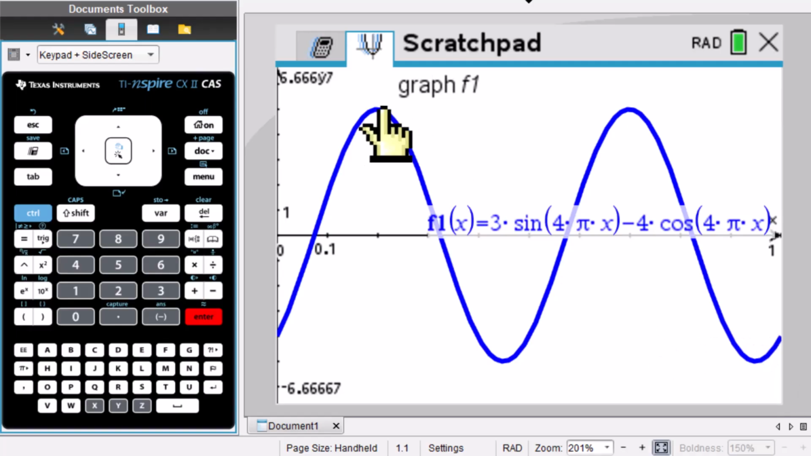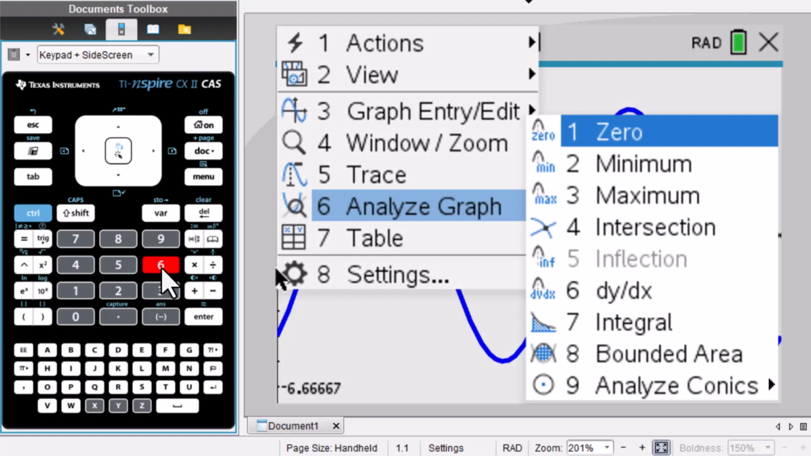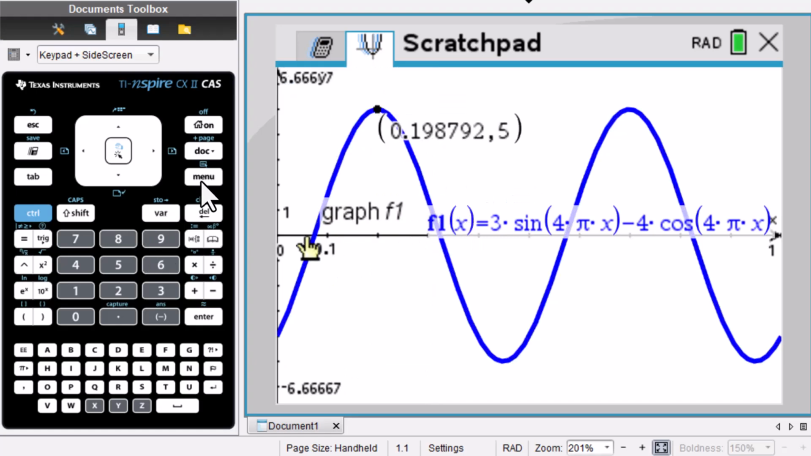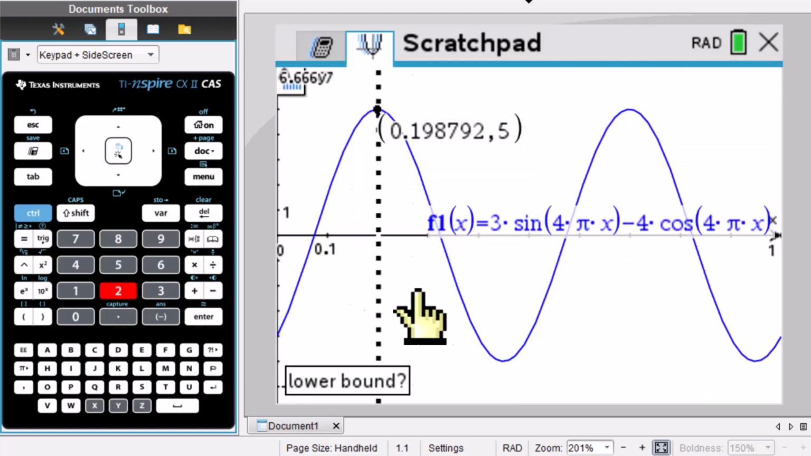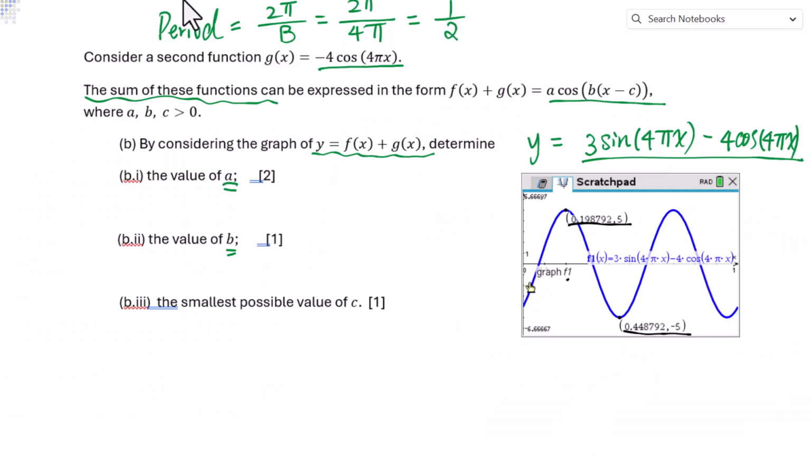Then we need to figure out this maximum and minimum value. Go to Menu, 6. We are looking for maximum value. Then go to Menu again, 6. This time we are looking for minimum value. So we got these two values. Since we are given that a is positive, a equals the amplitude, which is 5 minus negative 5, over 2, equals 5.